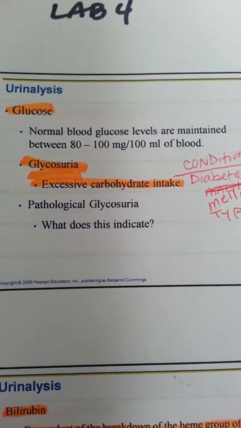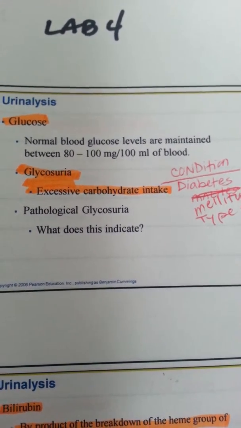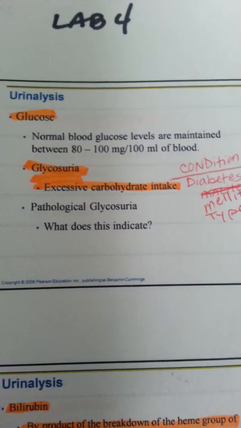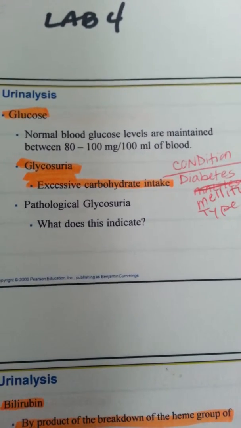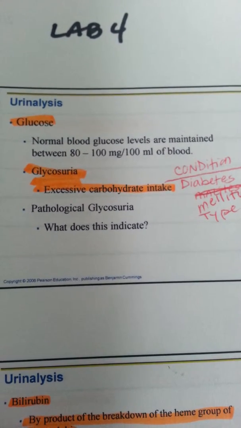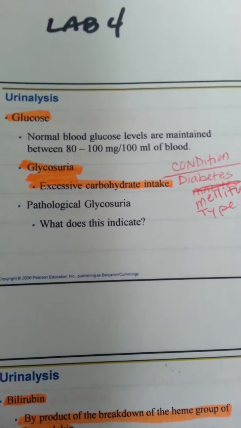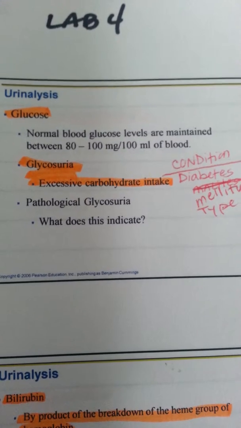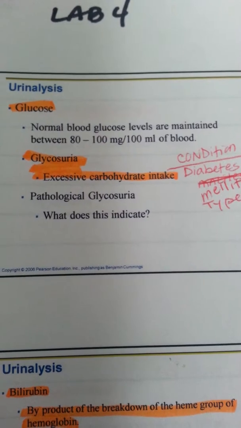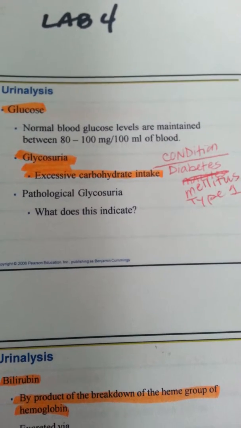We have glucose here, which is normal blood glucose is maintained between 80 to 100 milligrams per 100 milliliters of blood. Now, if you find glucose in your urine, that is called glucosuria. That's basically meaning that you have sugar or glucose in your urine, and that is because of the excessive amount of carbohydrate intake. Now, pathologically, it is also called diabetes mellitus, probably type 1.